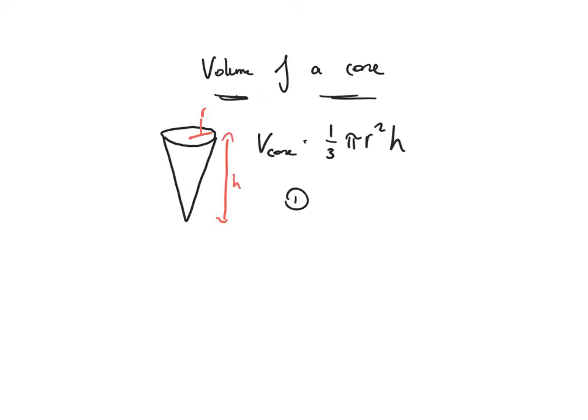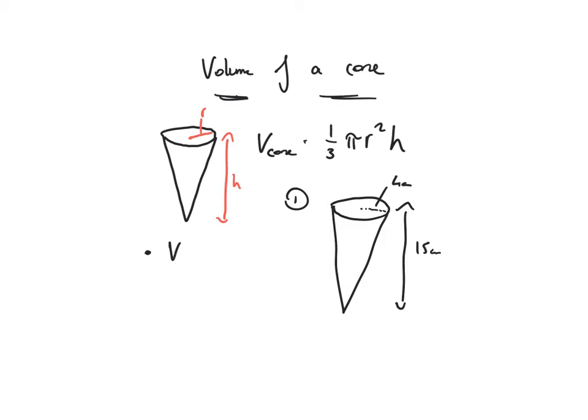Okay, so let's start with example 1, and we're going to find the volume of a cone given by this diagram. So the radius is 4 centimeters and the height of the cone is 15 centimeters. Okay, 3 lines of working, just like for the volume of the sphere. So let's put down the formula to get going. 1/3 pi r squared h.